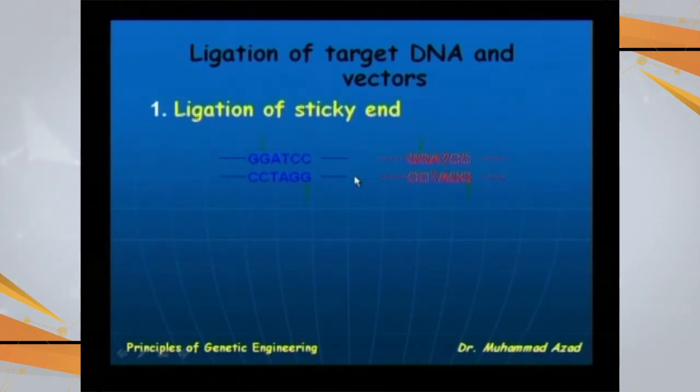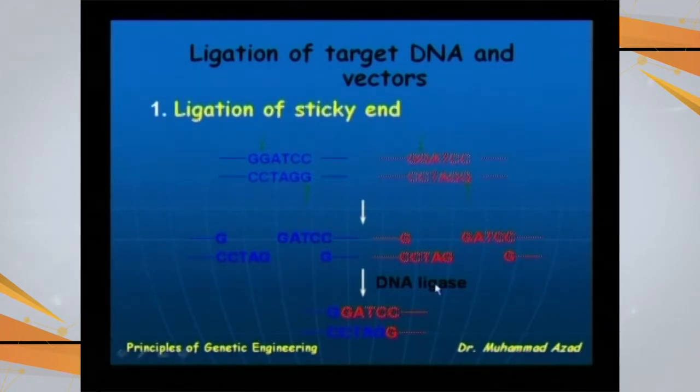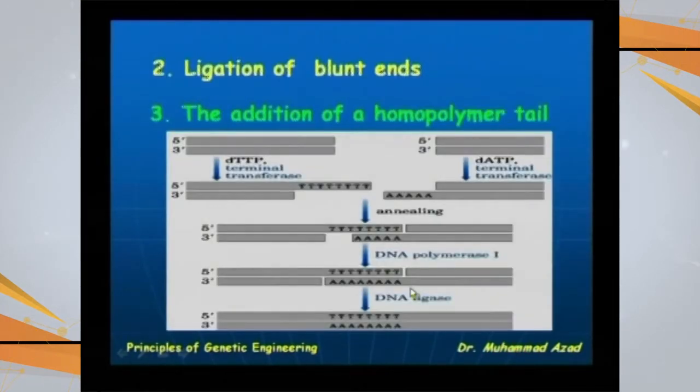Then how are the human gene and the plasmid ligated? Ligation of sticky ends is used. Sticky ends are complementary to each other, and DNA ligase is going to ligate them, first with the help of hydrogen bonds, and later the phosphodiester bonds between the sugar phosphate molecules are made.